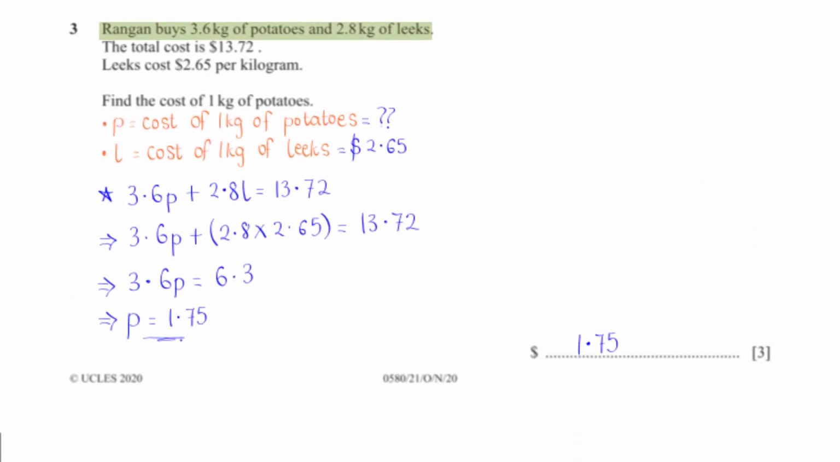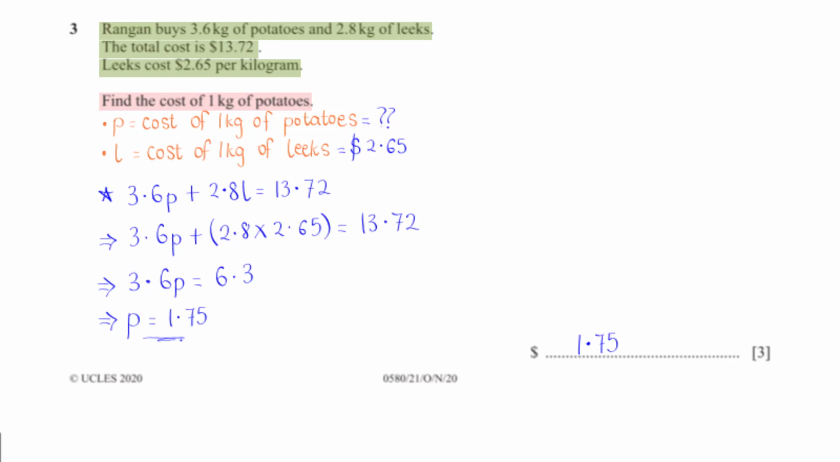Rangan buys 3.6 kilograms of potatoes and 2.8 kilograms of leeks. The total cost is $13.72. Leeks cost $2.65 per kilogram. Find the cost of 1 kilogram of potatoes. So first, let's represent the cost of 1 kilogram of potatoes with P. We will also represent the cost of 1 kilogram of leeks with L. And we've been given this in the question as $2.65.